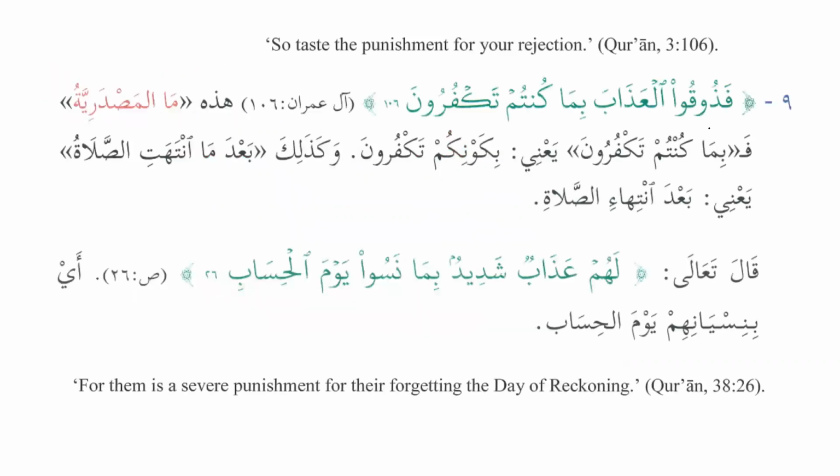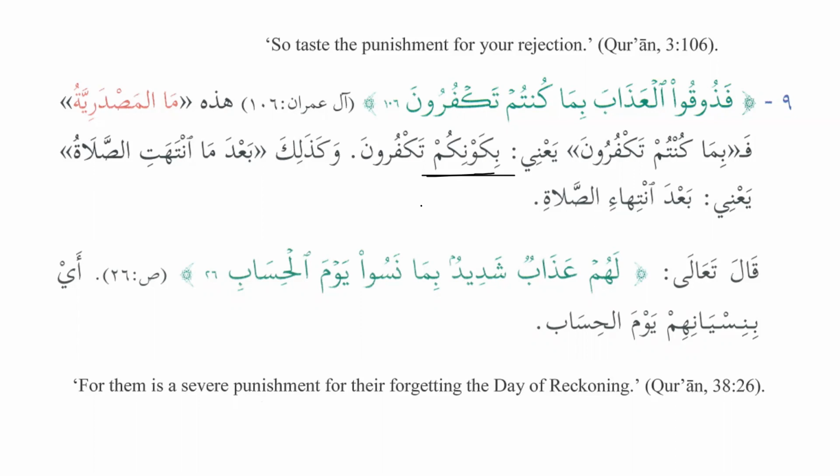Now we have in the Quran, فَذُوقُوا الْعَذَابَ بِمَا كُنْتُمْ تَكْفُرُونَ. So taste the punishment for your rejection. هذه ما المصدرية. فَبِمَا كُنْتُمْ تَكْفُرُونَ يعني بِكَوْنِكُمْ تَكْفُرُونَ. So again, as I said, that kana yakunu, and that the masdar of kana is kaun. So we can see over here that بِكَوْنِكُمْ تَكْفُرُونَ وَكَذَلِكَ بَعْدَ مَا انتهت الصلاة يعني بعد انتهاء الصلاة.